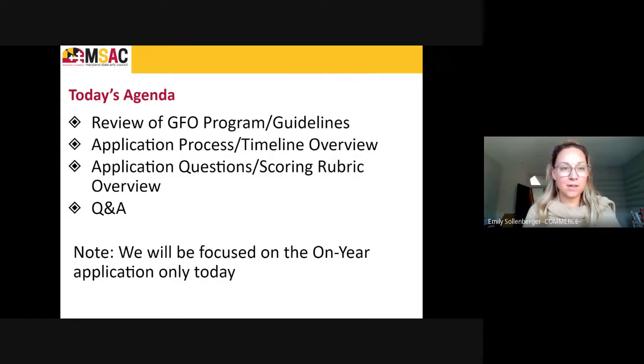We are going to go through a quick agenda here, the review of the whole GFO program and the guidelines, as Laura mentioned at the beginning. We're then going to take a look at the process and the timeline of the full scope of the GFO program. We're going to spend some time in the application with the questions and the scoring rubric, and then save some time at the end for some Q&A.